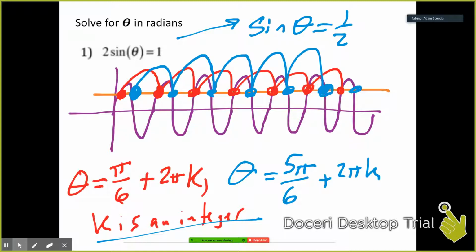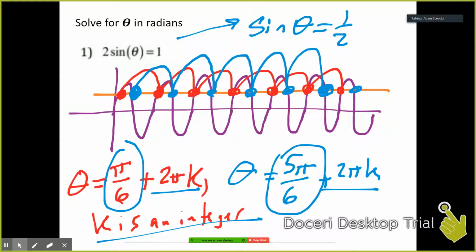That would give us this point right here. Right? So they always repeat. That's what it means to be periodic. All right. So you're always just going to find your angles between 0 and 2 pi, and then add the period times k. And that's the strategy that we're going to use.